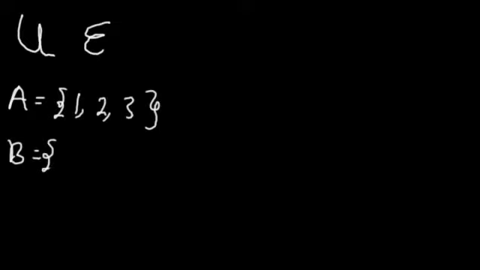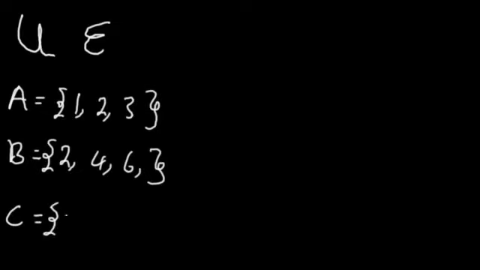Now, we said it is a set that includes all the elements under discussion. Now, what do we mean by that? Let's say A is a set, and A includes elements 1, 2, 3, and B is also a set, and B includes elements 2, 4, 6. Now, let's say C is also a set, but C includes elements from 1 all the way to 10.